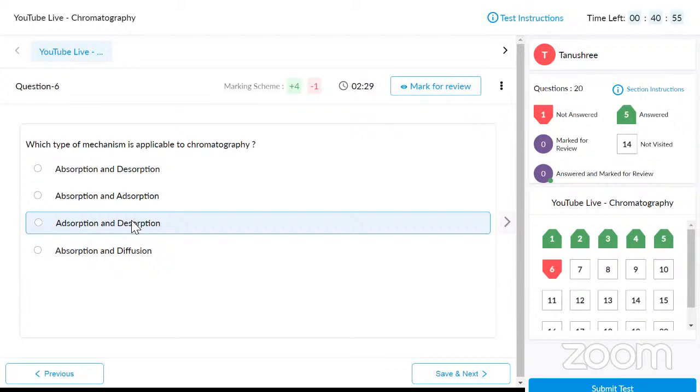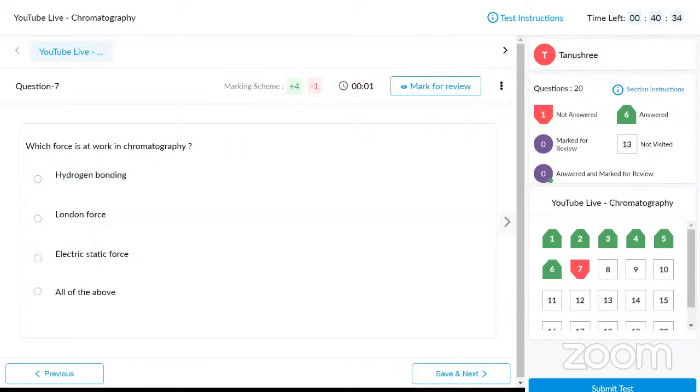Now you are putting in a mobile phase for which its affinity increases, so when its affinity for the mobile phase increases, it will desorb, that is, detach from the surface of the stationary phase and then move along with the flow of the mobile phase. So adsorption and desorption is the basic phenomenon or mechanism which is applicable to chromatography. So that is our option C.